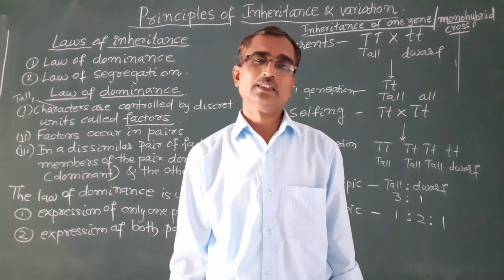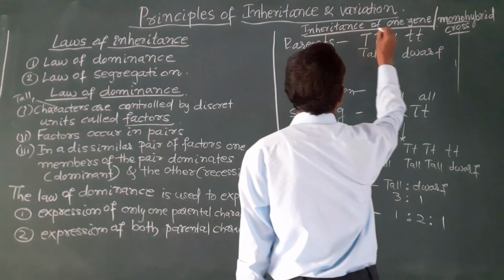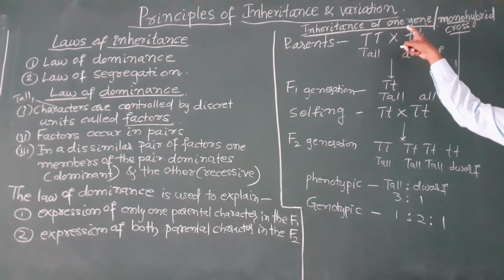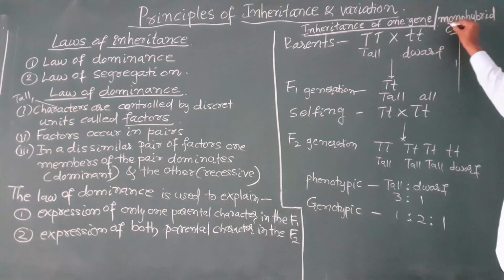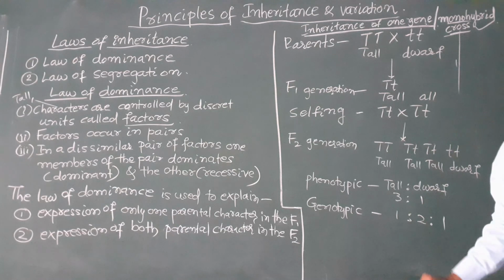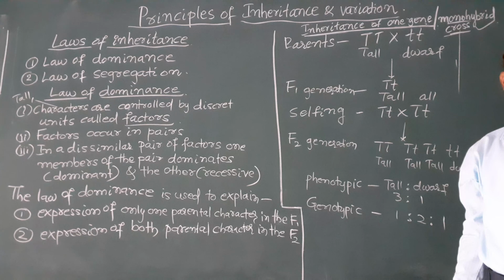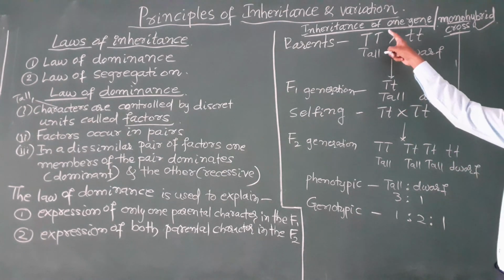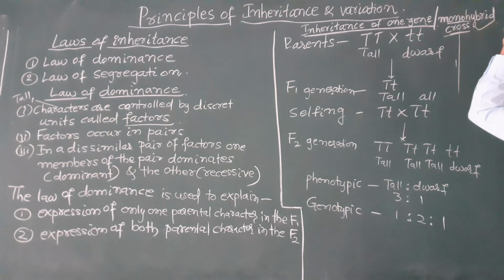In the previous class, we discussed the inheritance of one gene. That is also called a monohybrid cross. That is, only one character is taken and we look at how that character gets inherited by the offspring. That is what we learned in the inheritance of one gene, or the monohybrid cross.